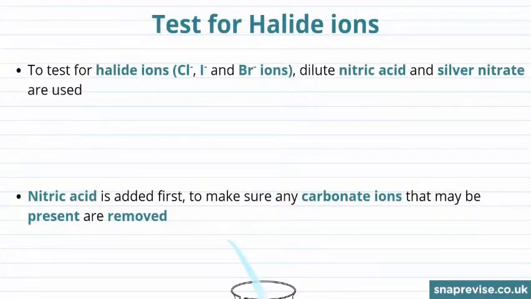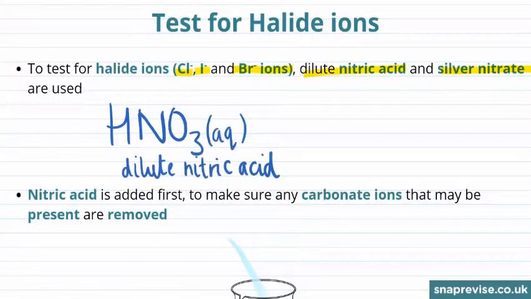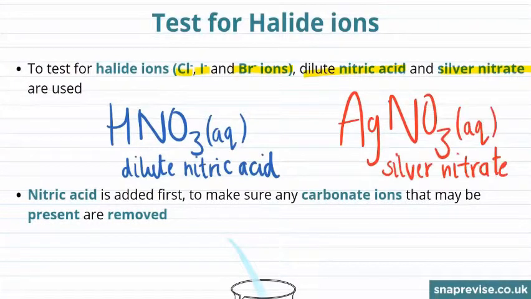Another really useful test is the test for halide ions. These are negatively charged ions formed by the halogens, such as chloride, iodide and bromide ions. In order to test for these, dilute nitric acid and silver nitrate are used. Dilute nitric acid has the chemical formula HNO3 and is aqueous, whereas silver nitrate is AgNO3, also aqueous.